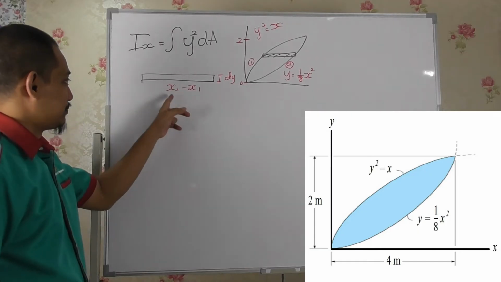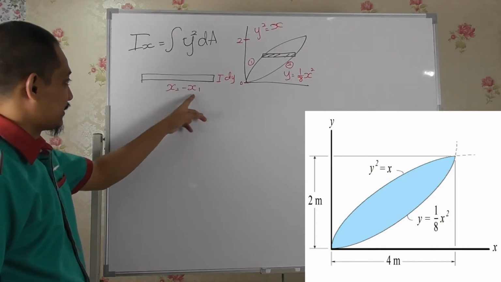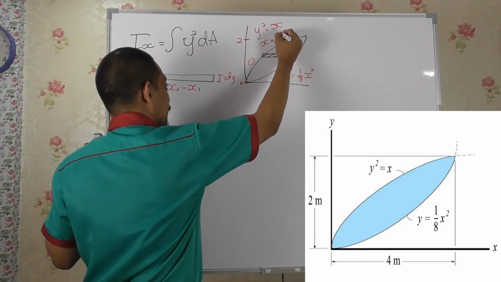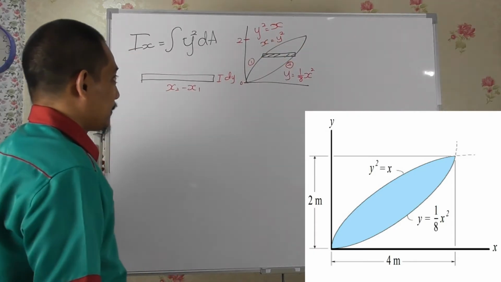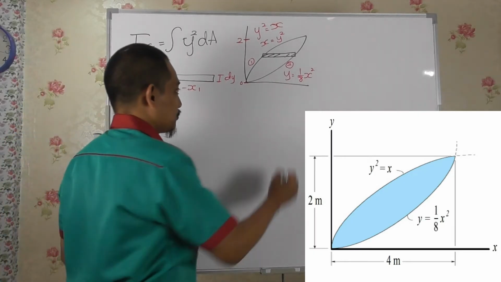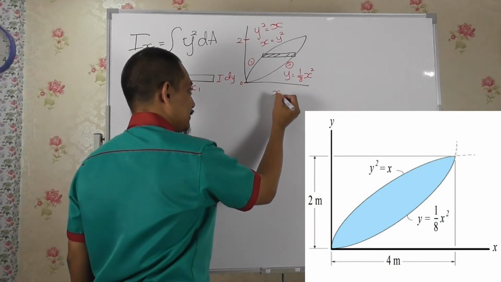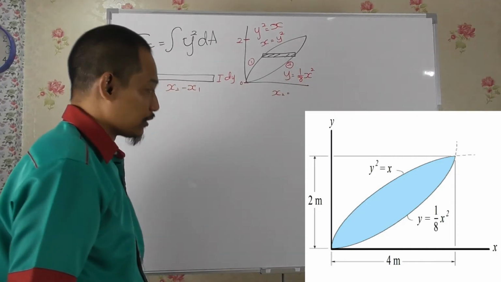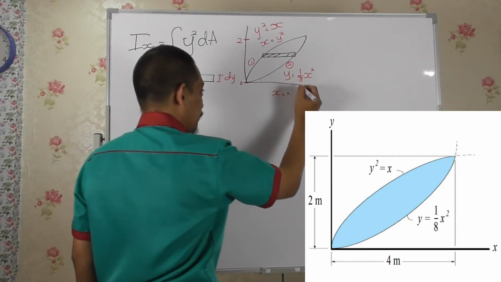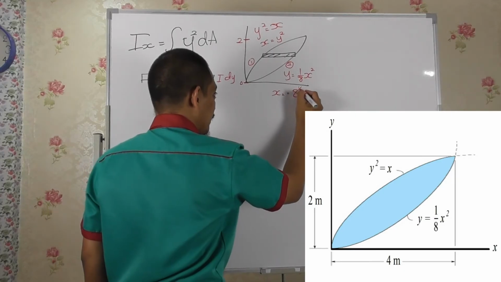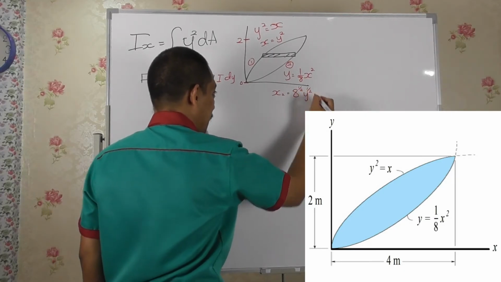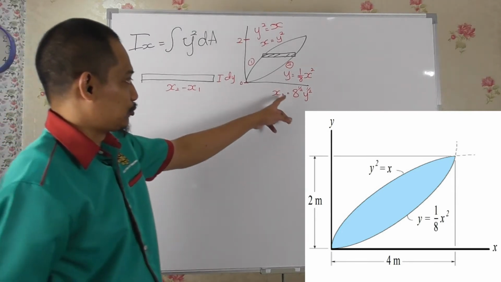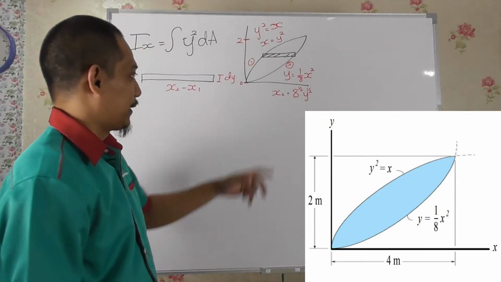So how do we express this? Because we want it in terms of y, in this case x1 is simply y squared. What about x2? In this case, x2 is the square root of 8y, so you'll have 8 to the power of half, y to the power of half, which is basically the square root of 8y.